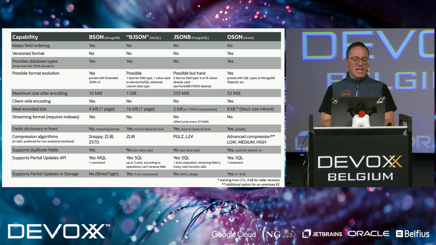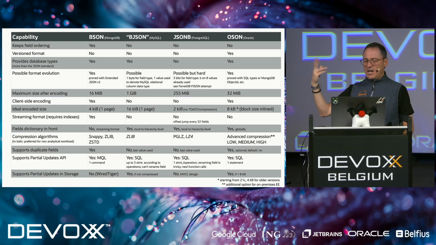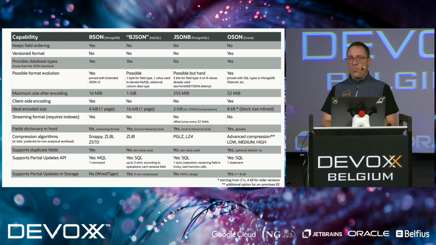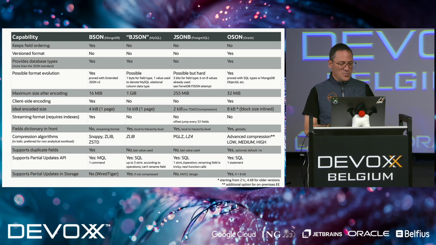The maximum size after encoding the document varies across the board. So we start with 16 megabytes all the way to 255 in Postgres. And in the case of MySQL, well, it's 1 gigabyte. That's plenty of space. Oracle is 32.